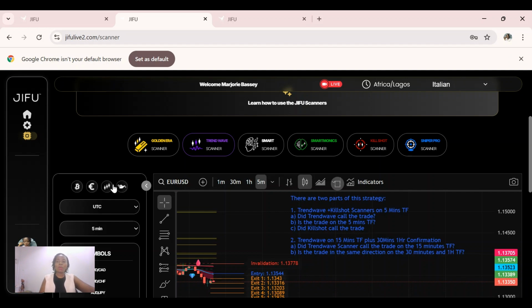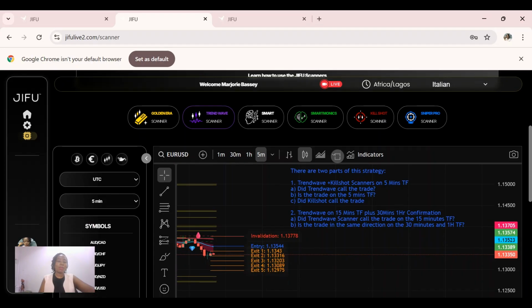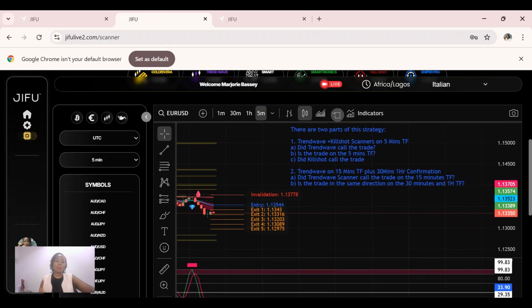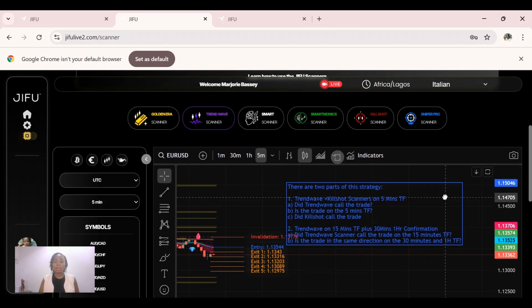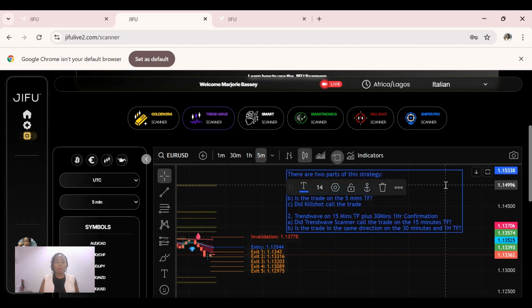Best practice is always advised: find maybe three currency pairs, three instruments of your choice that you prefer, and then stick to them. You stick to them. It's a bumper strategy.